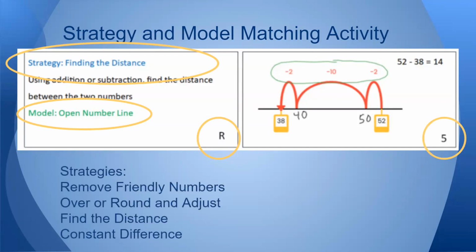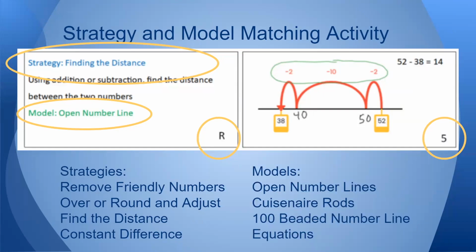There's the removing friendly numbers, the over strategy where we're kind of rounding a number to a friendlier number and then adjusting, the finding the distance between the numbers, and also the constant difference, which I haven't shown you visually yet, but it's keeping the distance between the numbers the same by either adding the same thing to both or taking away the same thing from both. And that will keep that distance constant, which allows us then to just change the numbers we're calculating with. Literally life-changing, particularly for mixed numbers and decimals and integers, crazy powerful.